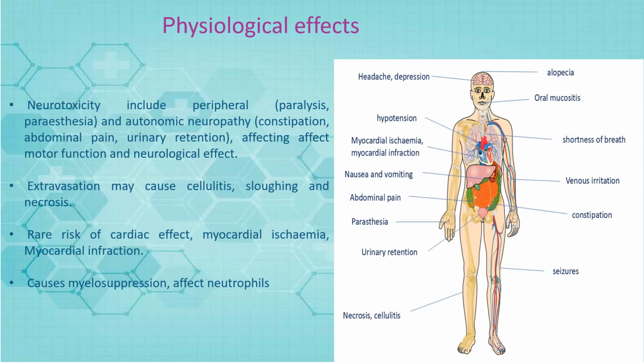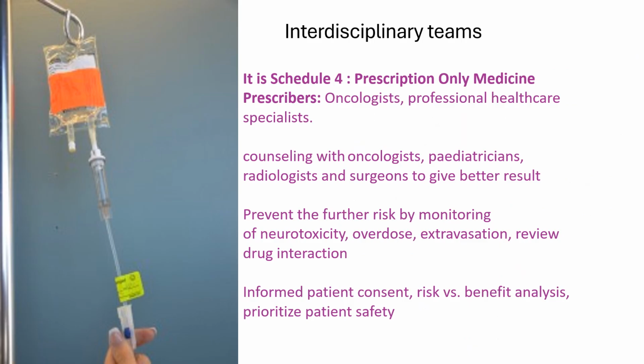Here is the physiological effect of vincristine sulfate. We can see the adverse effects of vincristine sulfate in the human body, which include neurotoxicity, which causes paralysis, paresthesia, constipation, abdominal pain, urinary retention, and extravasation, which causes cellulitis and necrosis. There are rare risks of cardiac effects, which cause myocardial ischemia and myocardial infarction, and it also causes myelosuppression, which affects neutrophils.